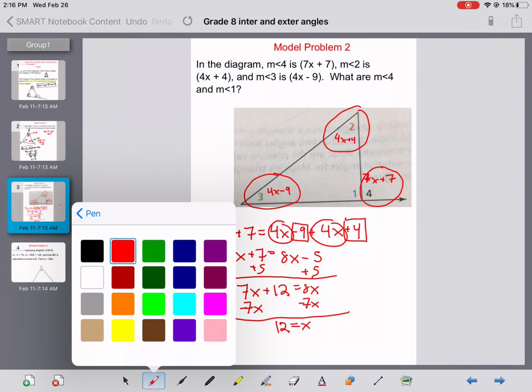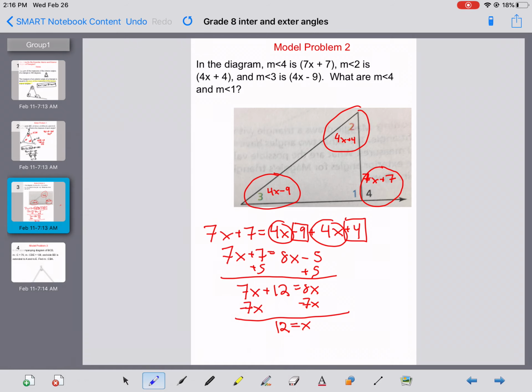Now I'm not done with this problem, because the problem says what is the measure of angle 4 and angle 1. The measure of angle 4 is 7 times 12 plus 7. 7 times 12 is 84, plus 7 is equal to 91. So the measure of angle 4 is 91 degrees.